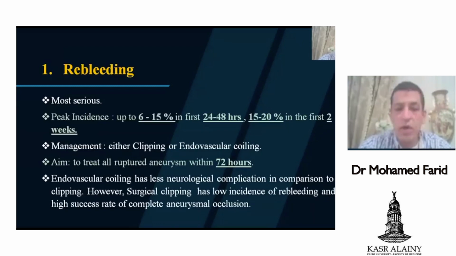Management is either clipping or endovascular coiling. The aim is to treat all ruptured aneurysms within the first 72 hours. Endovascular coiling has less neurological complication in comparison to clipping. However, surgical clipping has a low incidence of rebleeding and a high success rate of complete aneurysmal occlusion.